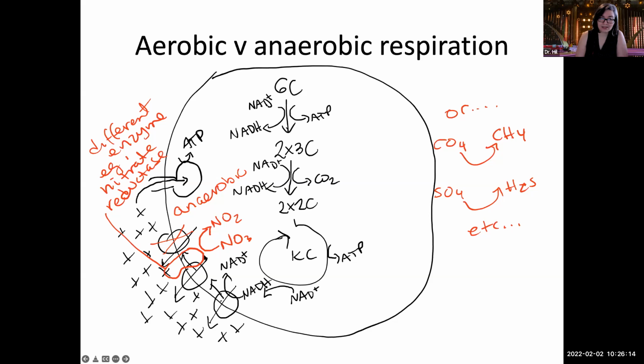The electrons are going to be less tired when they go to nitrate or carbonate or sulfate, but also fewer pumping activities have happened. So fewer protons are over here, which means less ATP is generated.